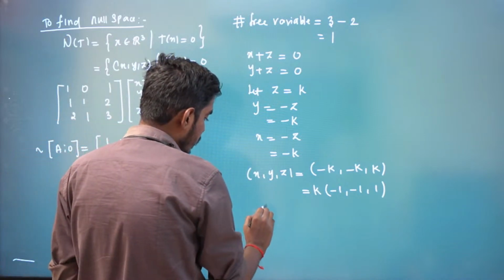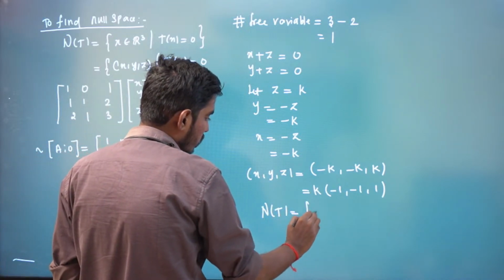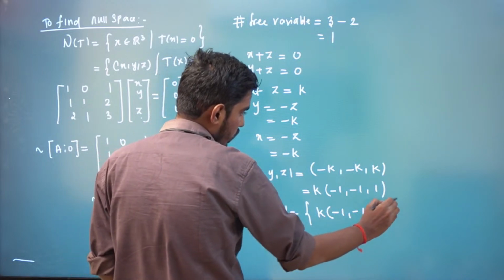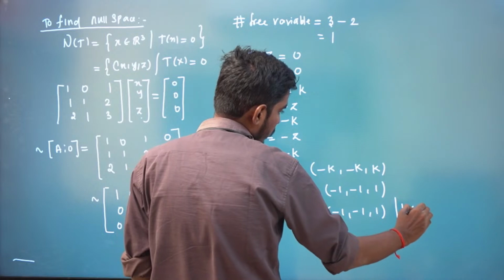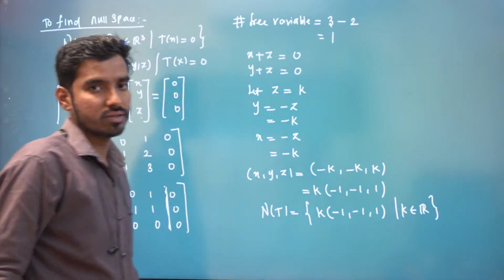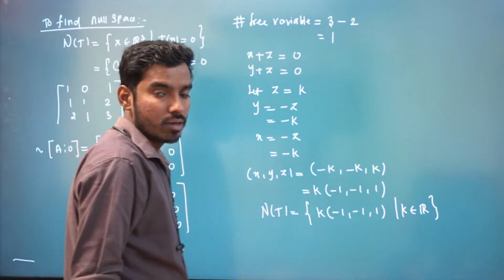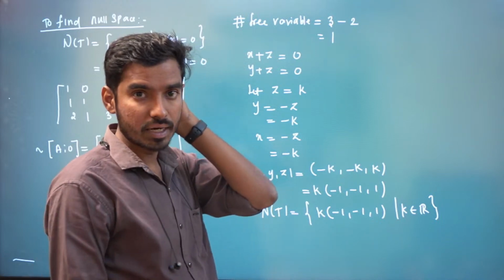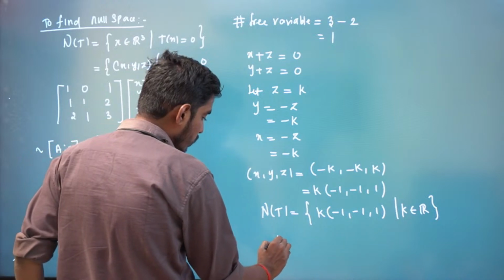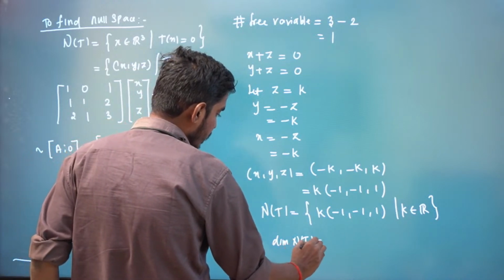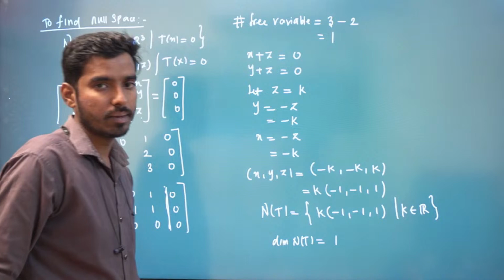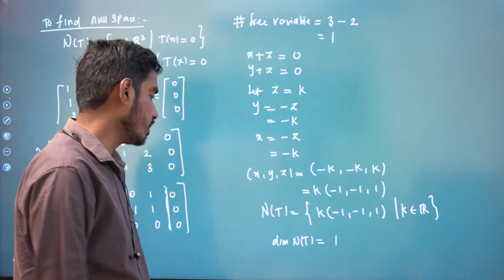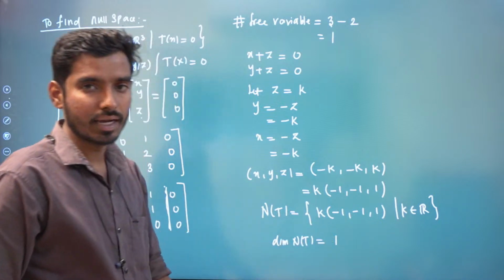So that means null space of T consists of k times (minus 1, minus 1, 1), where k belongs to the real numbers. This null space has infinitely many vectors, but how many linearly independent vectors are there? Only one linearly independent vector. So that means the dimension of null space of T is 1, because it has one linearly independent vector. That is what we discussed here also, right? Dimension of null space of T is nothing but nullity of T.